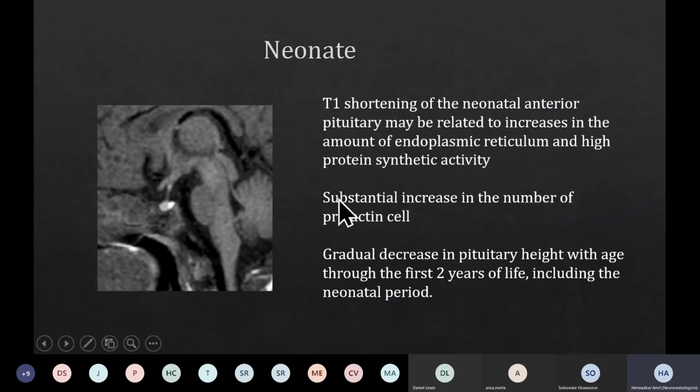Some variations, it's important to recognize in the neonate, the pituitary gland is usually bulky, especially in the anterior pituitary, because they have got a large number of prolactin cells, and also the gland itself tends to be brighter in general on T1 sequence, not just the posterior, but also the anterior pituitary tends to be much brighter on T1 sequences. And it is thought to be because of increased high protein content within them, and also because of the high endoplasmic reticulum, according to microscopic studies. And this bulky pituitary and the signal within the anterior pituitary usually normalizes within the first 2 years of life, when it will assume the more adult configuration.